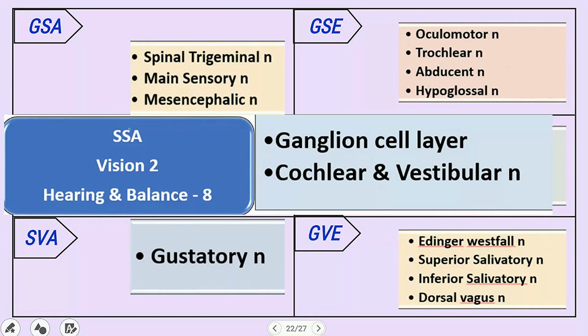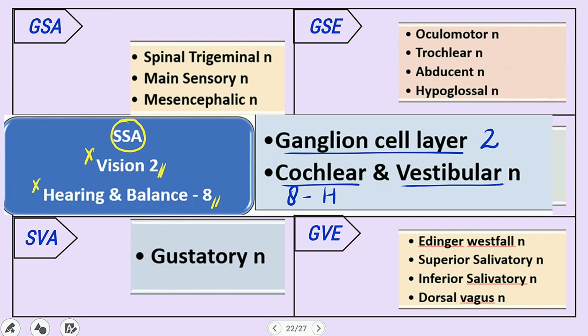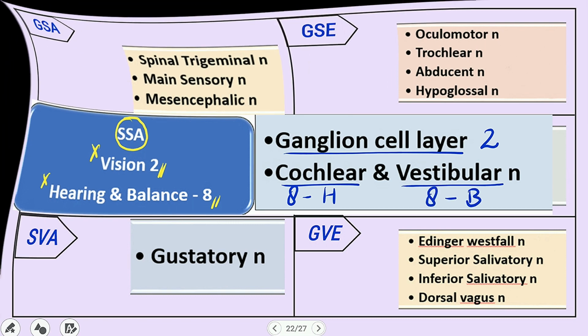Now the last component, that is the special somatic afferent component. This component is about vision, performed by cranial nerve number 2, the optic nerve, and hearing and balance, performed by cranial nerve number 8, the vestibulocochlear nerve. Ganglion cell layer is the nucleus of the second cranial nerve. Cochlear nucleus is the nucleus of the 8th cranial nerve for the function of hearing, and vestibular nucleus is also the nucleus of the 8th cranial nerve for the function of balance.